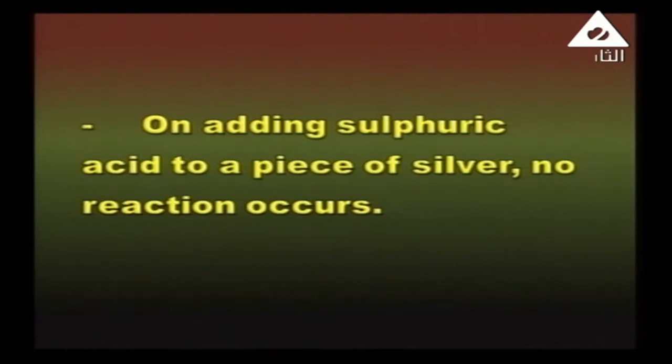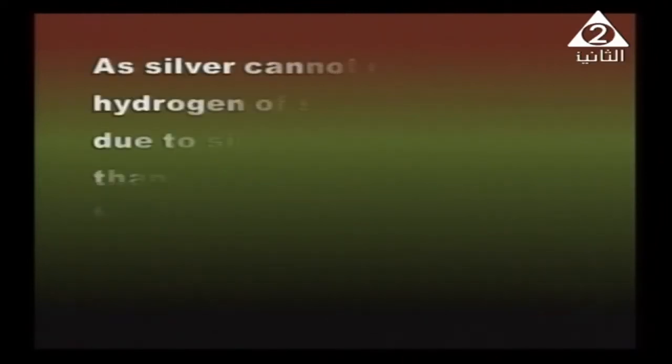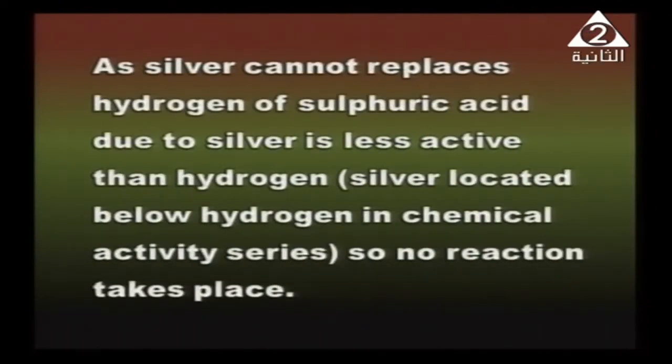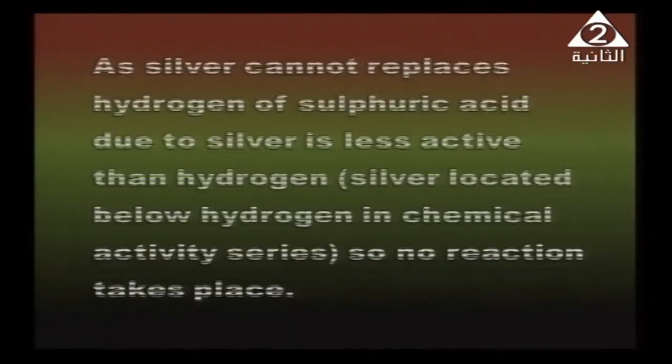Another question: give reason for, on adding sulfuric acid to a piece of silver, no reaction occurs. That's because silver cannot replace hydrogen of sulfuric acid, as silver is less active than hydrogen. Silver is located below hydrogen in the chemical activity series, so it can't replace the hydrogen of the acid. So no reaction takes place.